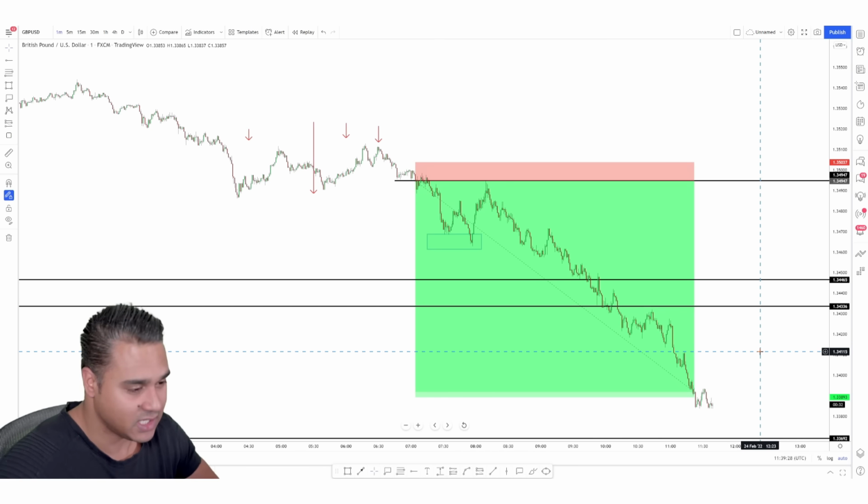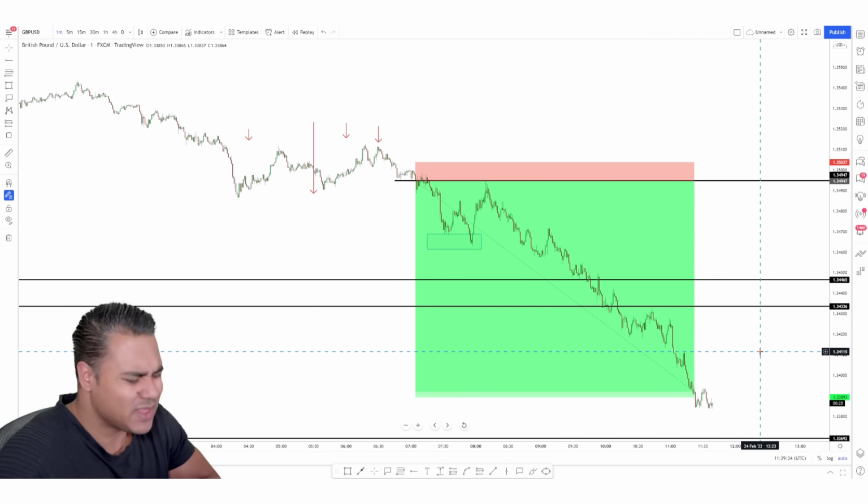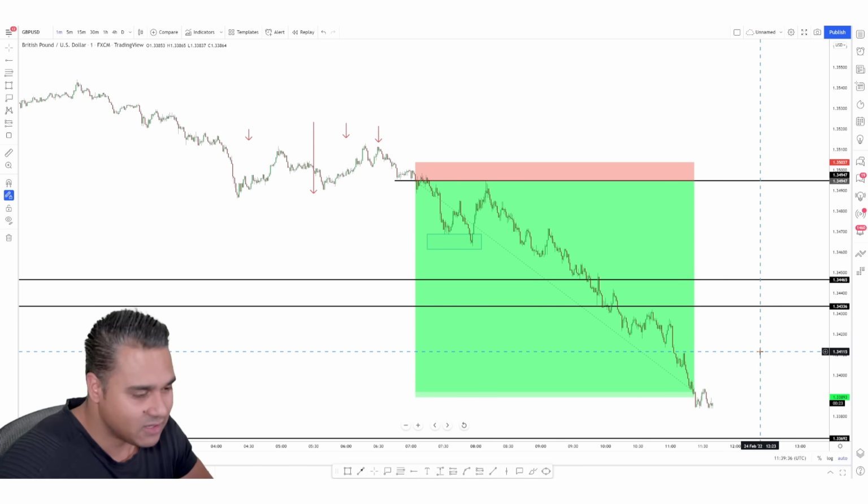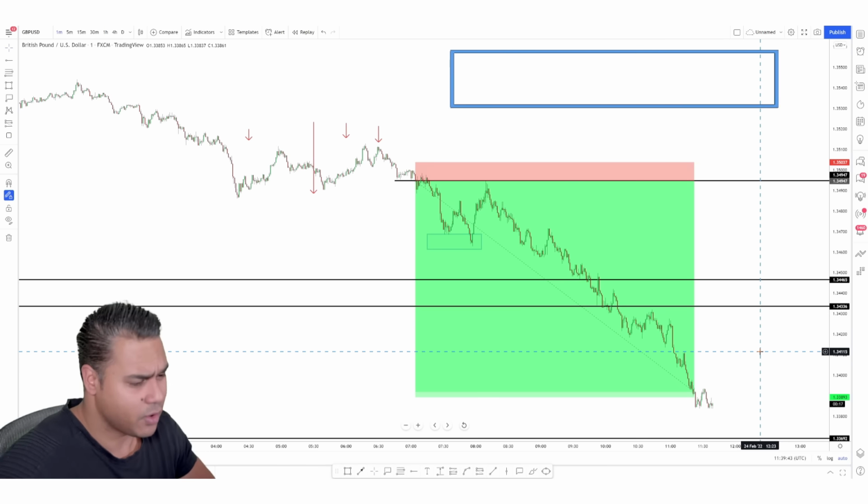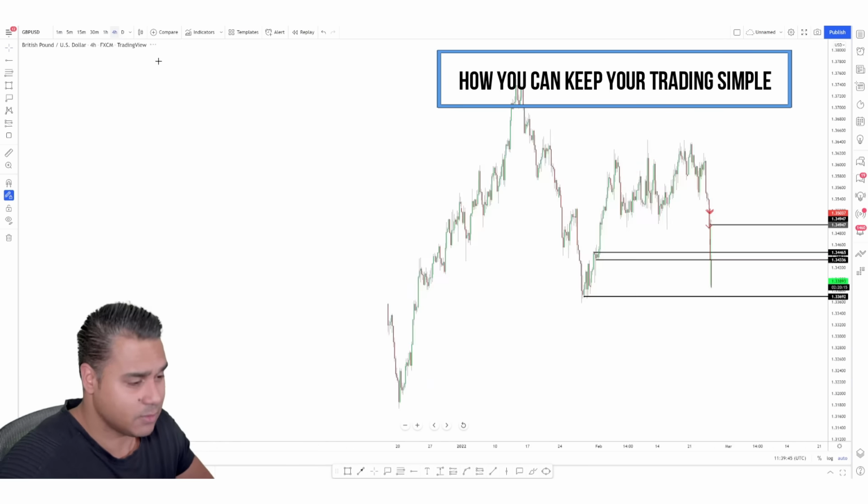After 10 years of trading, this concept that I've been trading now for the last almost year and a half, if not longer, has been the reason why I've been able to really elevate my trading and get myself to where I am now. So I just want to share this with you as a brief overview of how you can keep your trading simple.